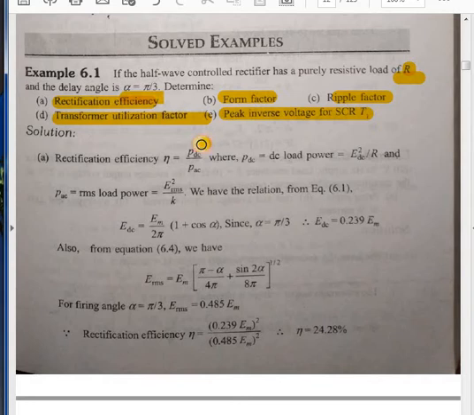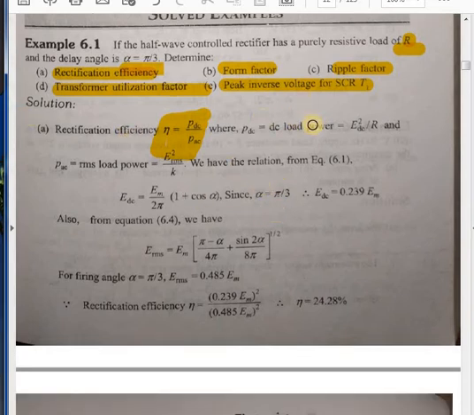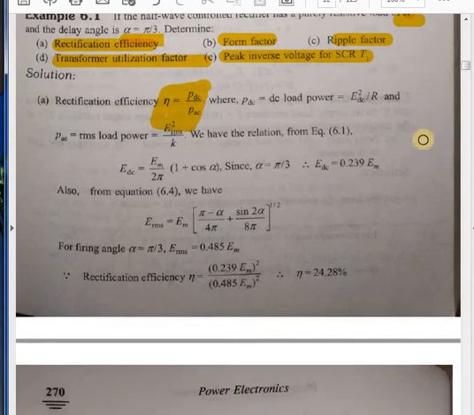So the formula for rectification efficiency is this. Efficiency is equal to PDC by PAC. Obviously, efficiency is output power by input power. PDC is the DC power, that is EDC square by R, and PAC is the RMS load power, that is E RMS square by R. First you have to find out EDC. How will you find EDC for the purely resistive load? From the formula EM by 2 pi into (1 plus cos alpha).